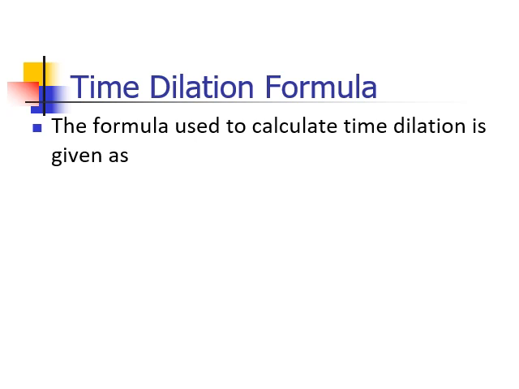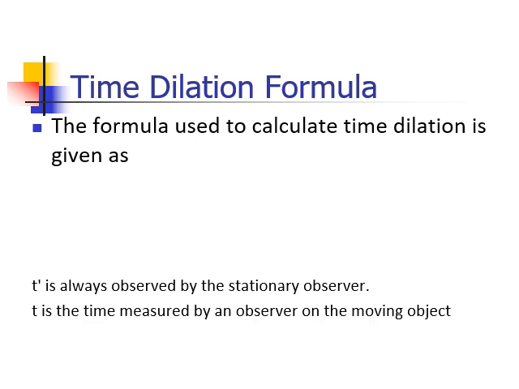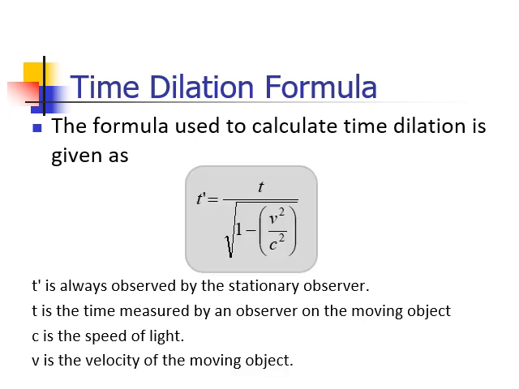Okay, and we can work out how much the time is dilated. So t dash is the dilated time as observed by the stationary observer. T is the time that the observer on the moving object sees, and that seems the same to them, whatever the speed it's going at, and c is the speed of light. And so what we have is that t dash is equal to t divided by the square root of 1 minus v squared divided by c squared, where v is the speed of the moving object and c is the speed of light.